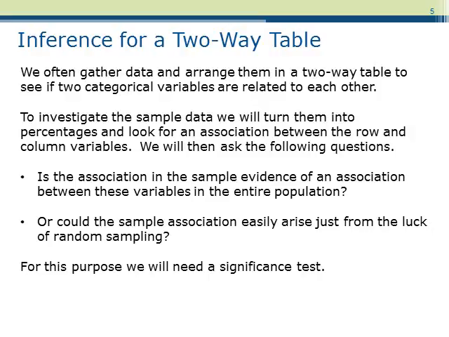We often gather data and arrange them in a two-way table to see if two categorical variables are related to each other. To investigate the sample data, we will turn them into percentages and look for an association between the row and column variables. We will then ask the following questions. Is the association in the sample evidence of an association between these variables in the entire population? Or could the sample association easily arise just from the luck of random sampling? To answer these questions, we need a significance test.